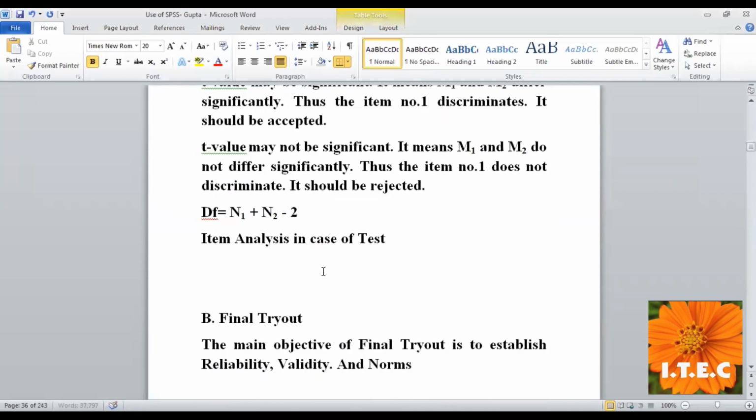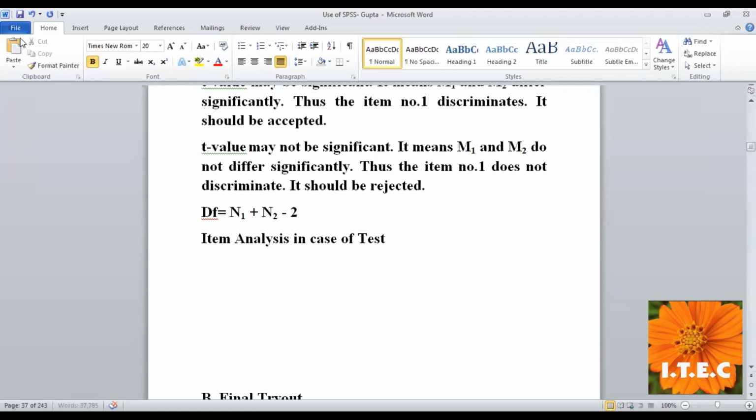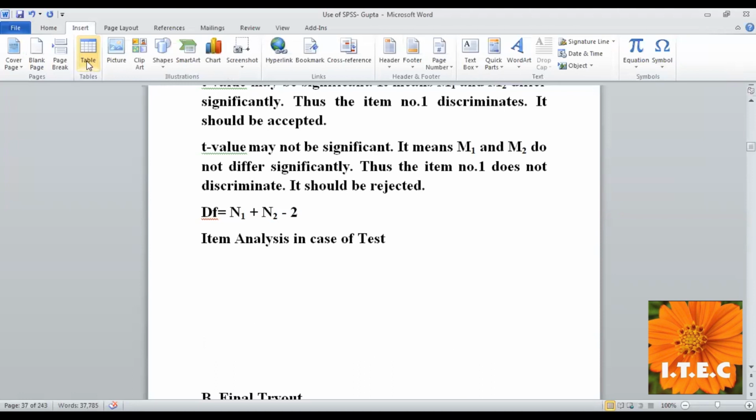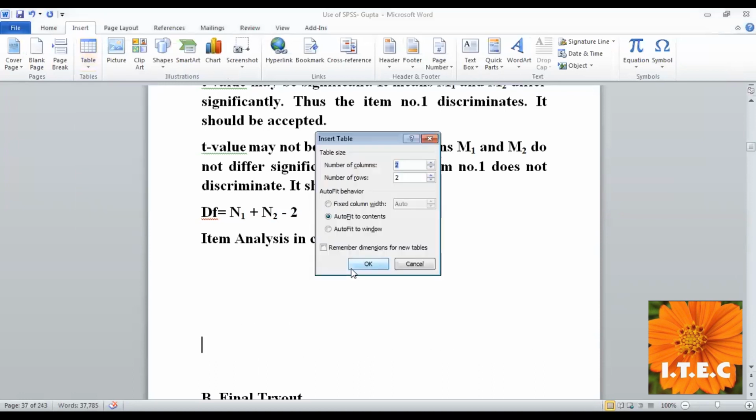And next is for the test. In case of a test, after administering and scoring, you can arrange the scores in ascending order or descending order, and you can select the top 27% and bottom 27%. And after you have done it, then you can calculate the discrimination index as well as the difficulty index.